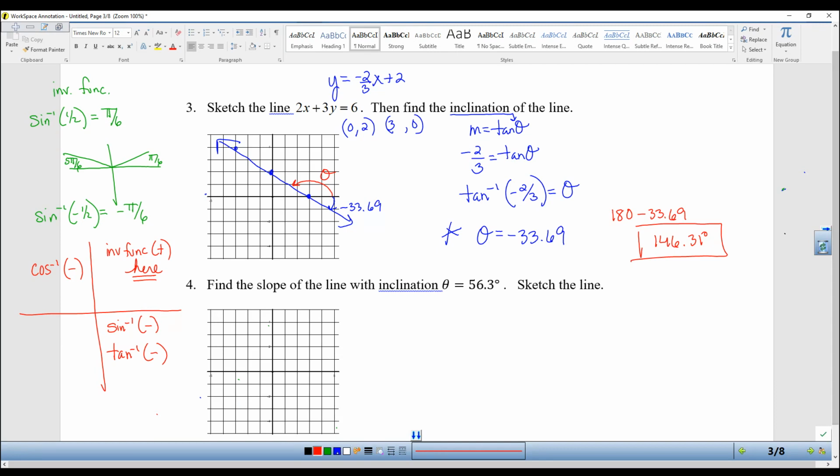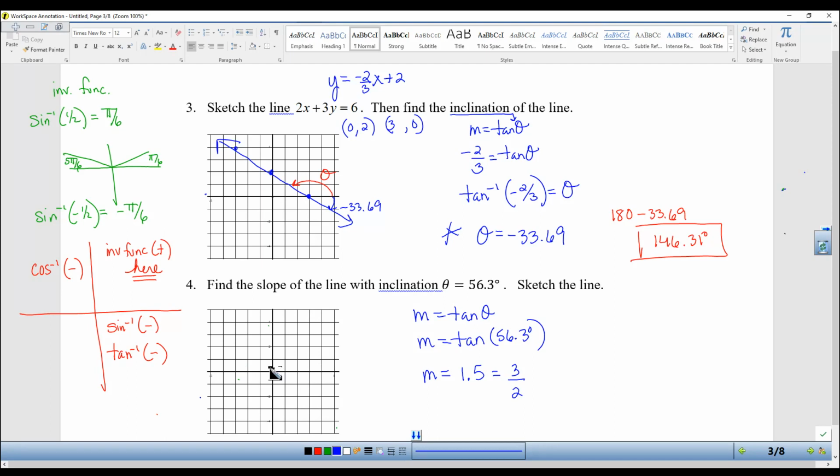All right, so this time we want to find the slope with an inclination of 56.3. So same formula, doesn't change, but now we get to use it the other way. The slope is going to be tangent. So if they give you the slope, you have to do all this work to find theta. If they give you theta, you can just plug it in. Hopefully your calculator is still in degrees and you get slope is equal to 1.5.